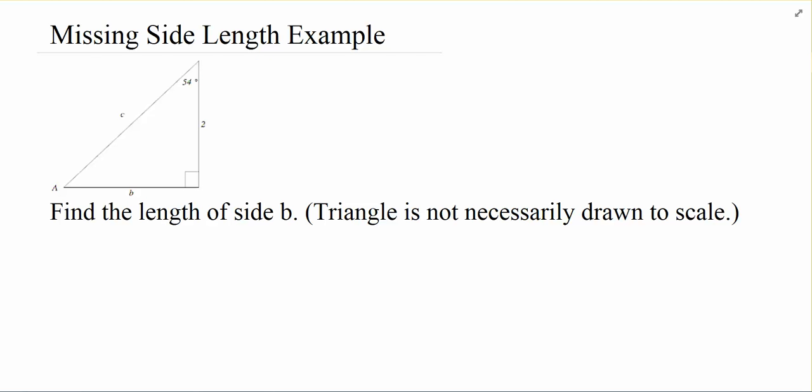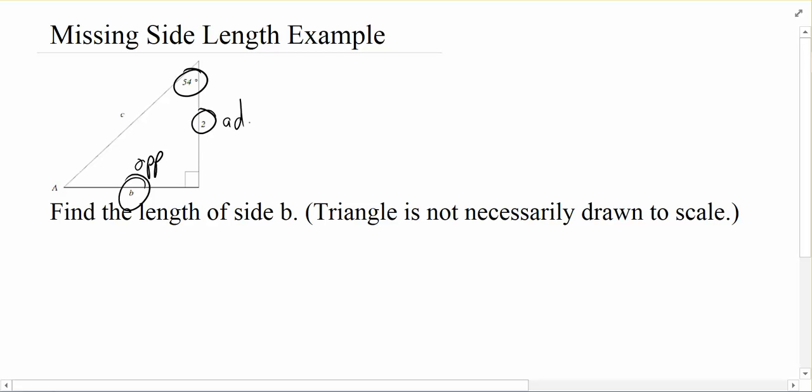So now we're going to try to find a missing side length in a right triangle. Now, what I like to do on a problem like this is I like to circle what's known and what I'm trying to find. So that, for instance, in this one, we know the 54 degrees, we know the 2, and we're looking for the b. Once I have those three things circled, I then want to ask, all right, which trig function involves those three things? And so in relation to the 54, this is the opposite, this is the adjacent, and so the trig function that would apply would be tangent.